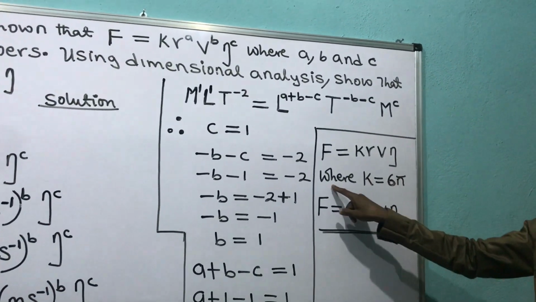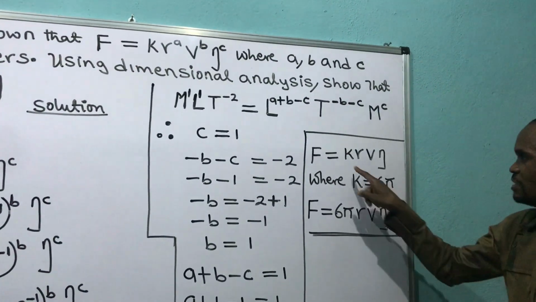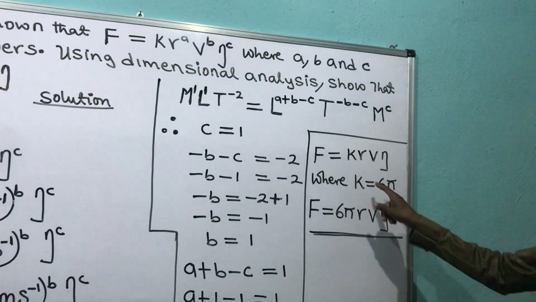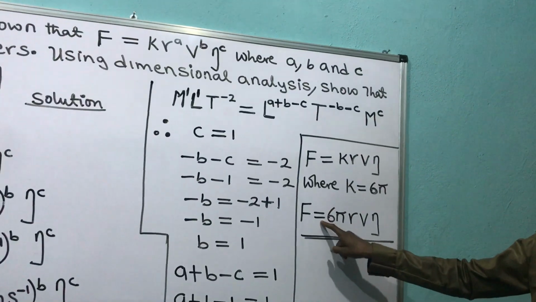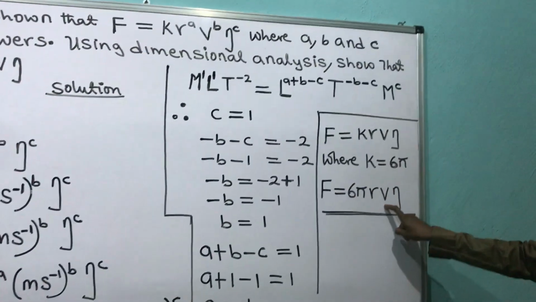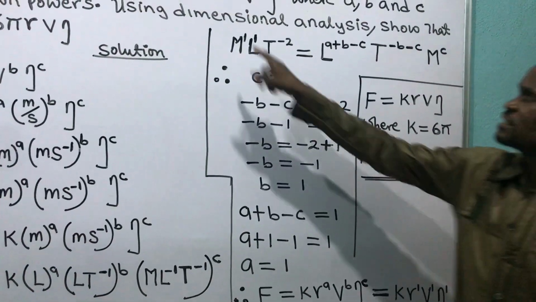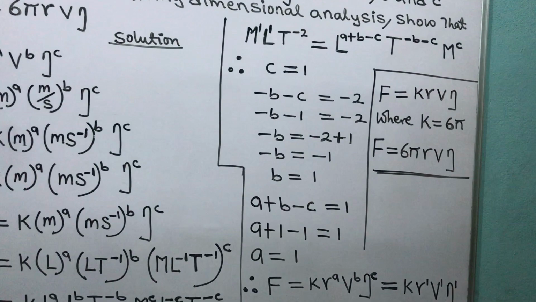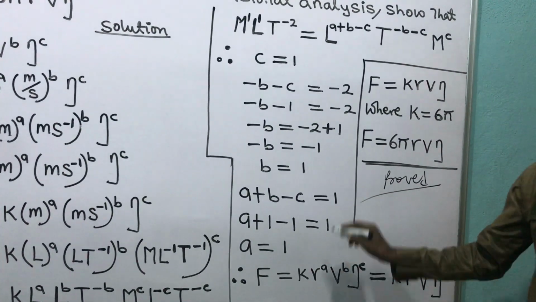And this K is a constant, which is 6 pi. Substituting this 6 pi in this equation, I will have F equals to 6 pi R V N. And we have proved it. We have shown that this is the same thing as this. That is what they asked us to show. Proof. We have proved the question.